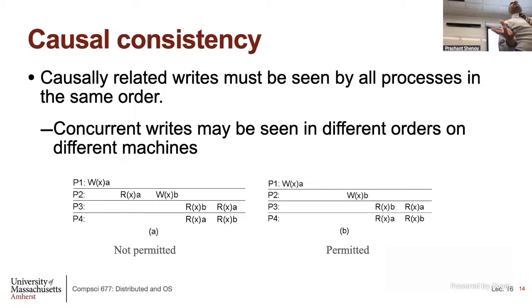So what does it mean to send a message? Here's an example of an implicit message. You write A to X. Process P is going to read that shared data X and read A. And then it writes B.